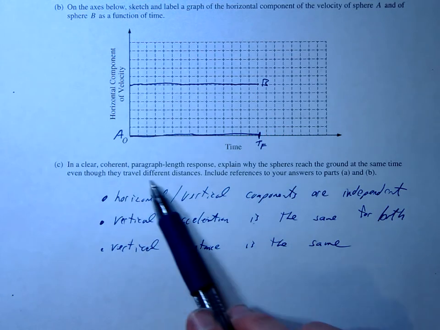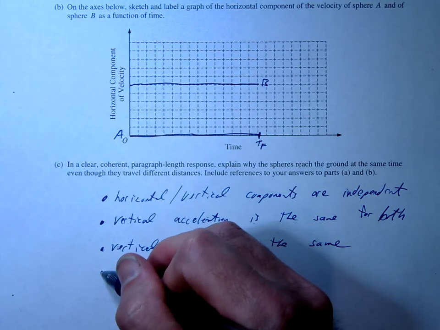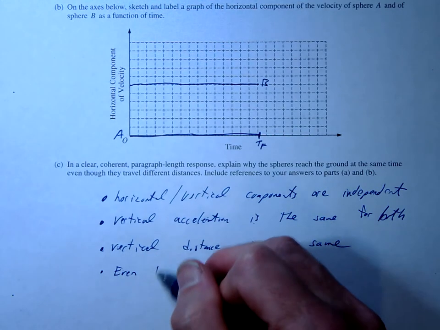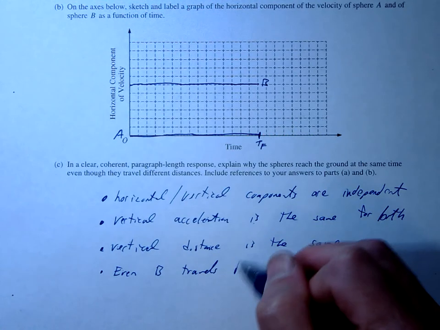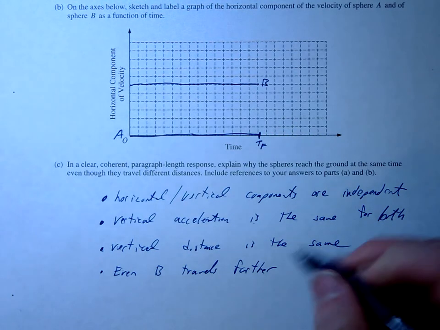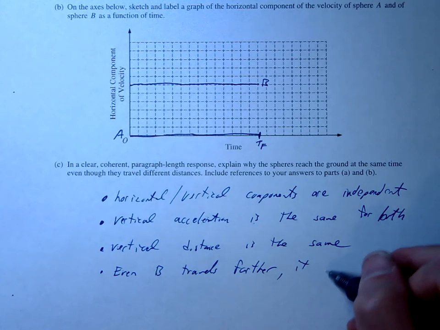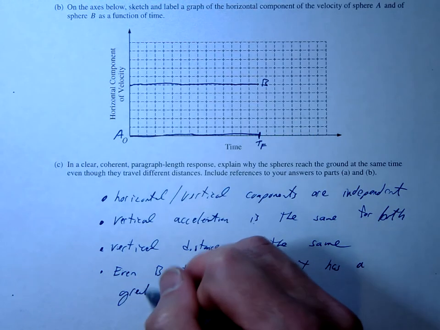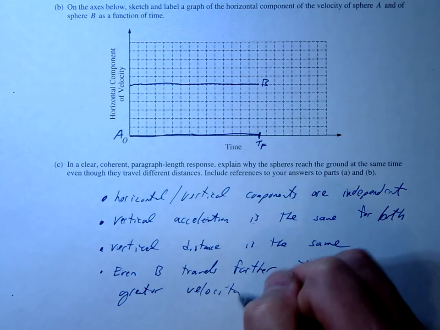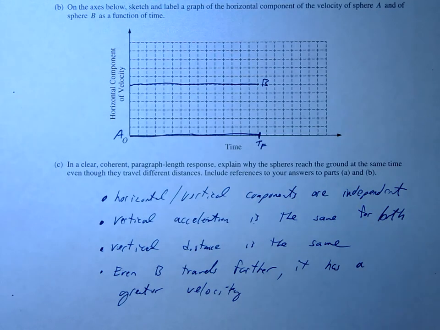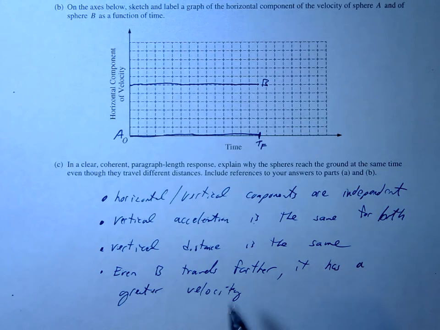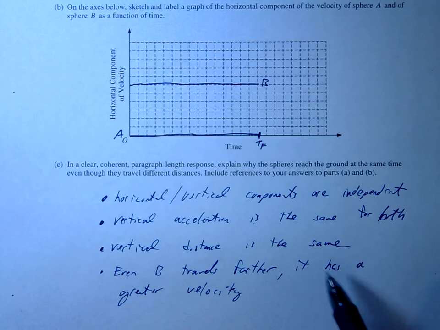And different distances. Somewhere you want to probably talk about the fact that even though B travels farther, it has a greater velocity. And because of that, they kind of cancel each other out, right? It becomes a wash. And so therefore the time would be the same. So even though it's going farther, it's traveling faster, and therefore the time would be the same.